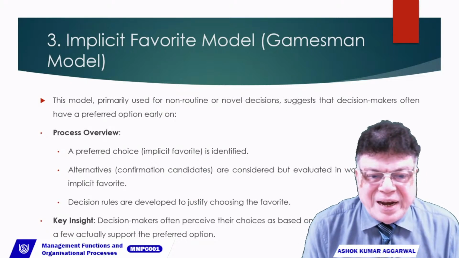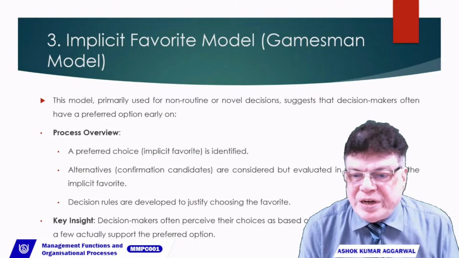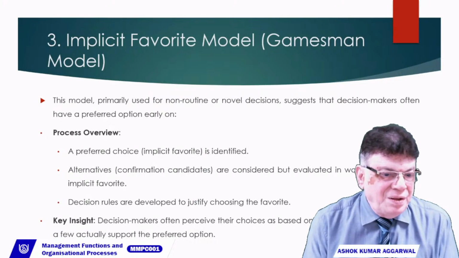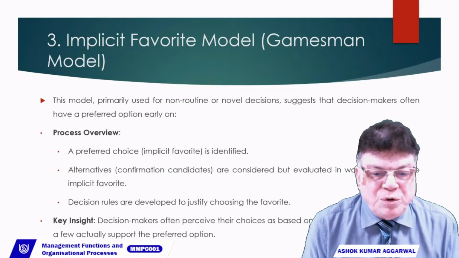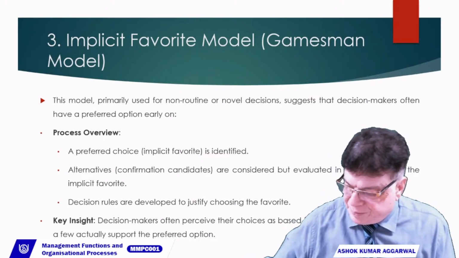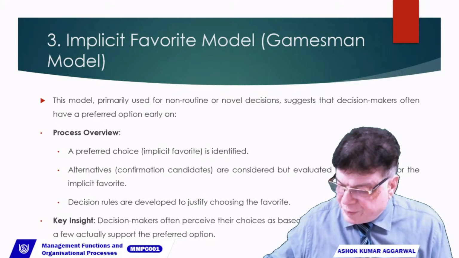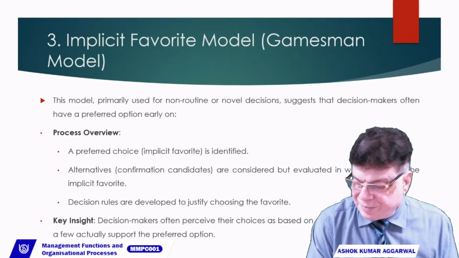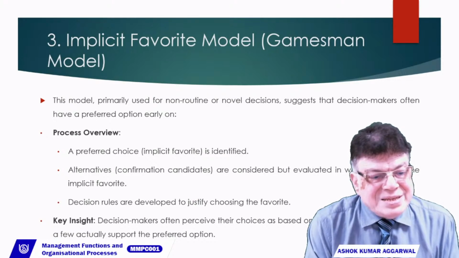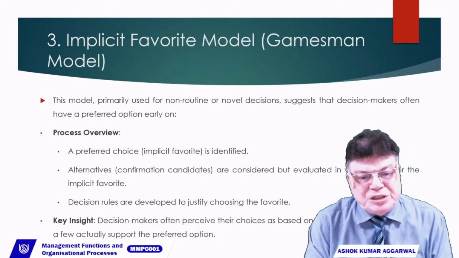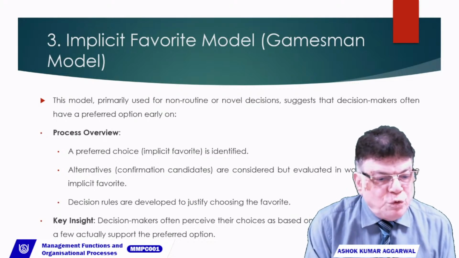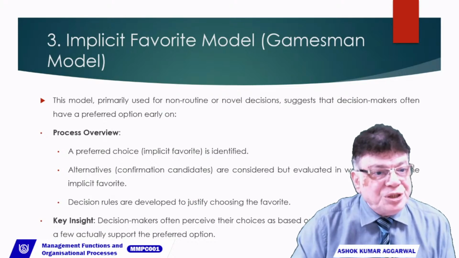Alternatives, confirmation candidates, are considered but evaluated in ways that favor the implicit favorite. Decision rules are developed to justify choosing the favorite. Key insight: decision makers often perceive their choices as based on multiple criteria, even if only a few actually support the preferred option.